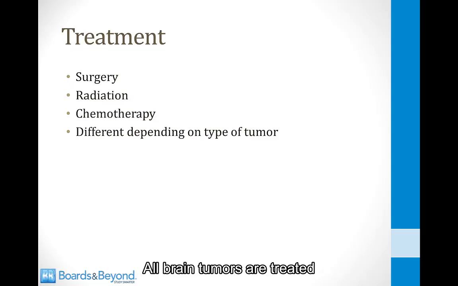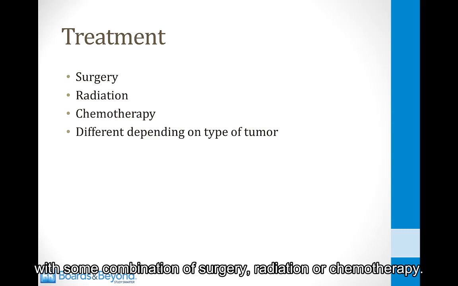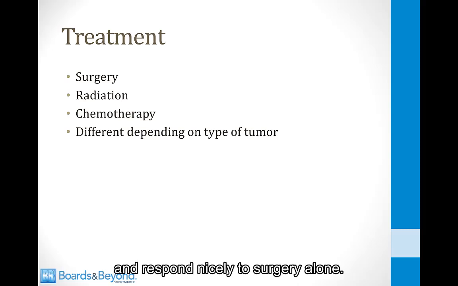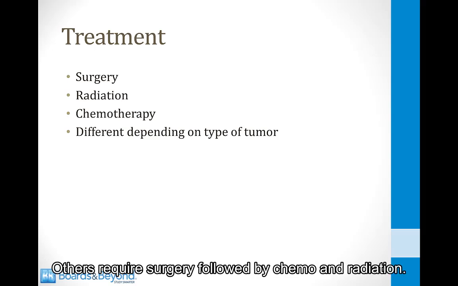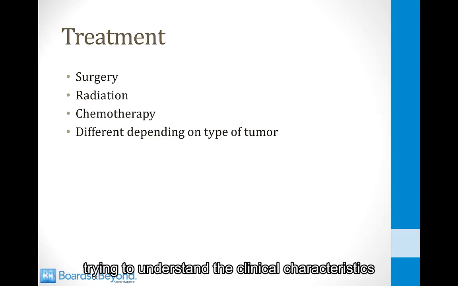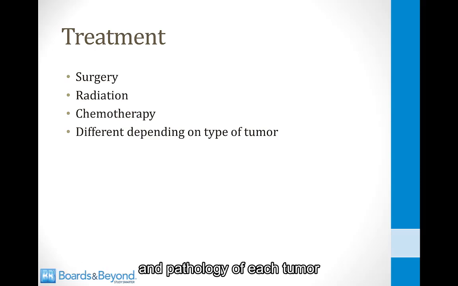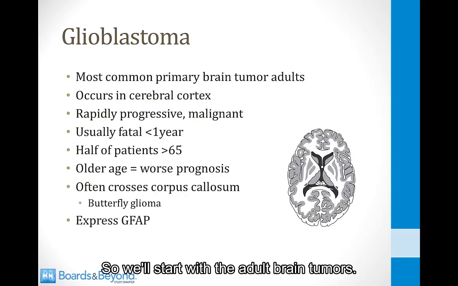All brain tumors are treated with some combination of surgery, radiation, or chemotherapy. Some are easily resectable and respond nicely to surgery alone. Others require surgery followed by chemo and radiation. That's why we spend a lot of time trying to understand the clinical characteristics and pathology of each tumor so we can decide how to treat it. So we'll start with the adult brain tumors.